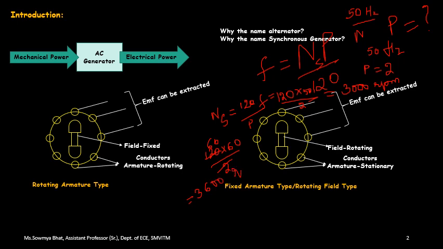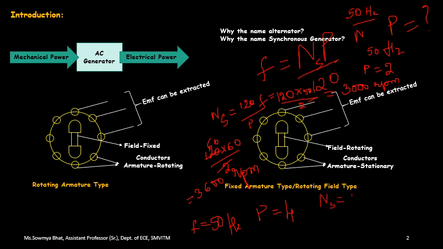3600 rpm. Suppose I assume the frequency requirement from the power supply is 50 hertz, and the number of poles required is 4. Then what happens to the synchronous speed?